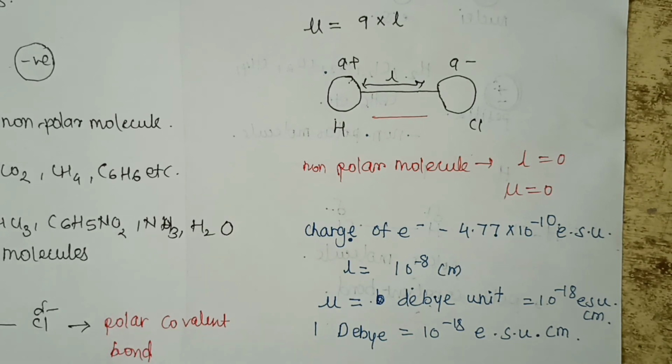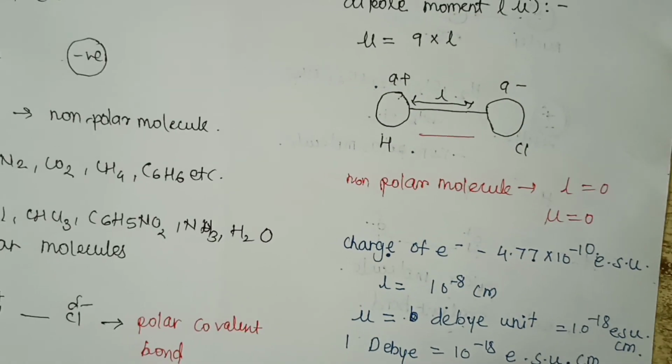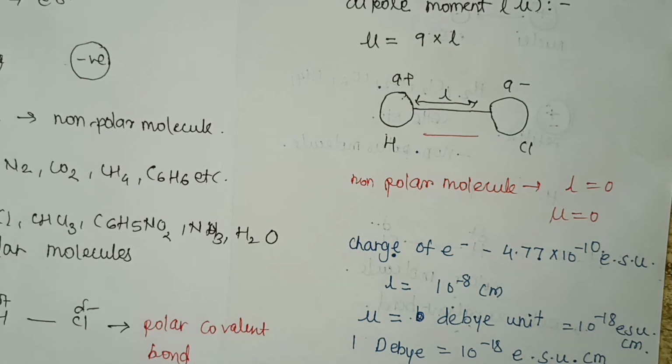I hope you get the difference between polar and non-polar molecules. So what is a polar molecule? There should be a difference between the electronegativity of the two atoms, like in HCl, CH3Cl, water. In water, hydrogen is electropositive and oxygen is electronegative. In NH3, N is more electronegative than hydrogen. In C6H5NO2, that is nitrobenzene, nitrogen is also more electronegative than the benzene.